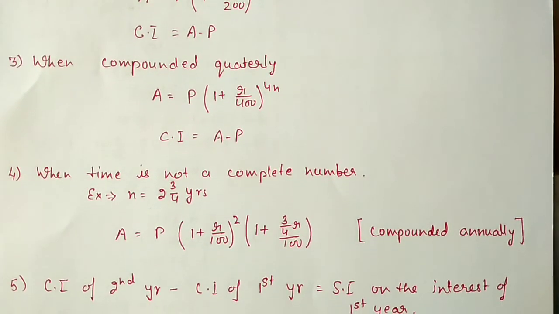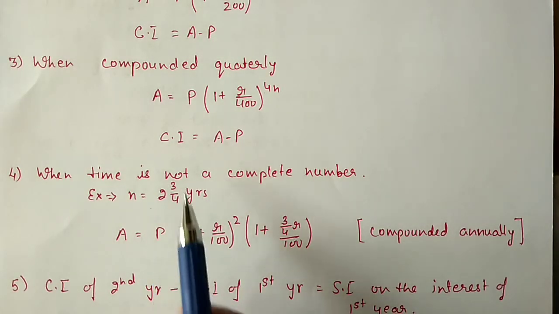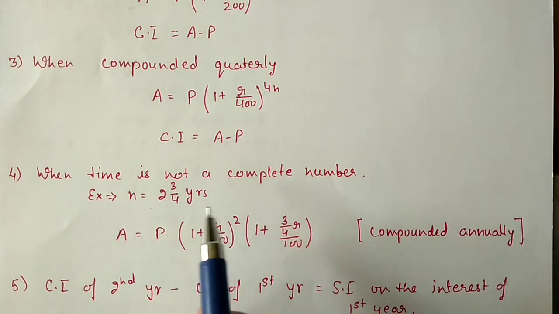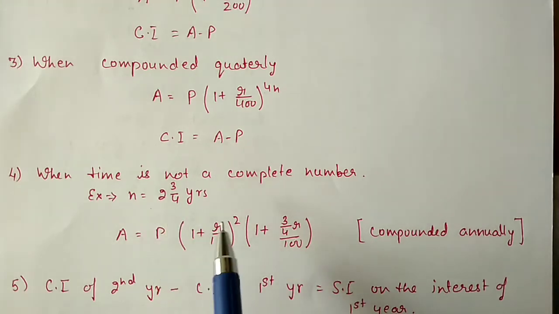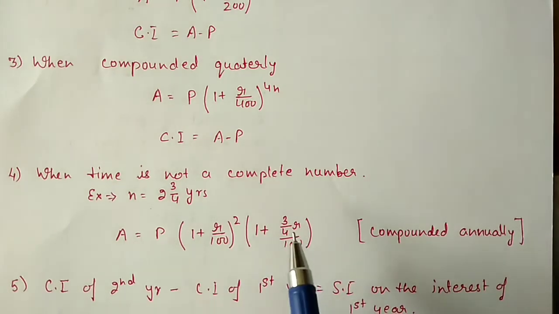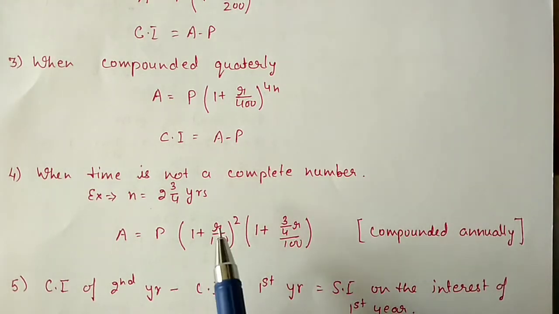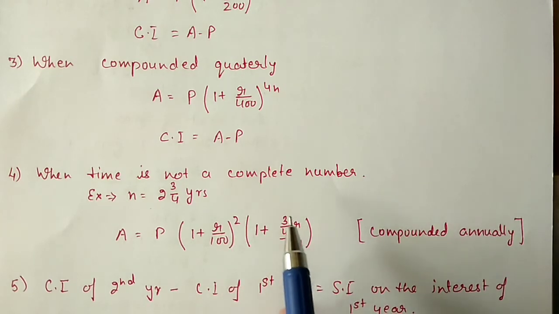Next thing you will learn: when time is not a complete number, meaning time is in a mixed fraction, in that case the whole number you have to keep with the first bracket, and this 3 by 4 you can keep within the second bracket with this R. So the formula will be P (1 + R/100)^n, and here that fraction 1 3/4 you can take here.